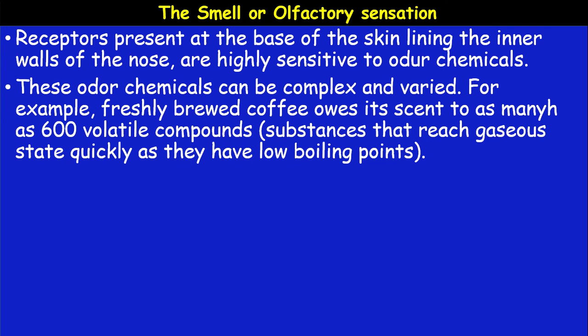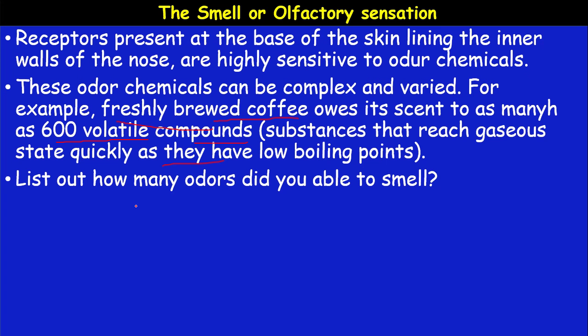These odor chemicals can be complex and varied. For example, freshly brewed coffee owes its scent to as many as 600 volatile compounds. Volatile means compounds which can easily evaporate. The substances that reach the gaseous state quickly because they have low boiling points are called volatile compounds. So, list out how many odors you were able to smell.